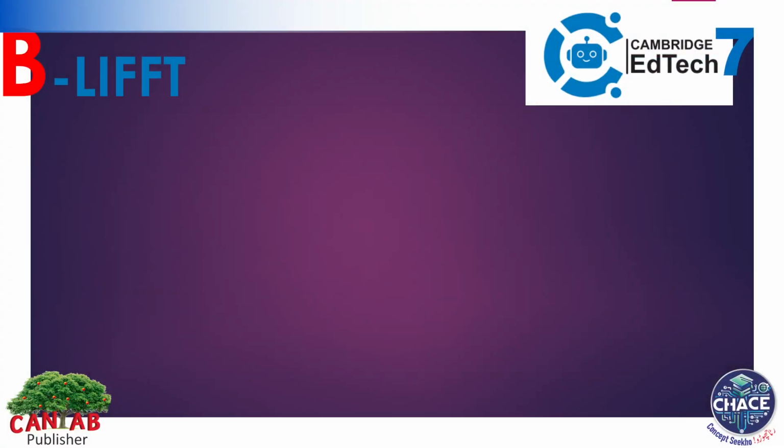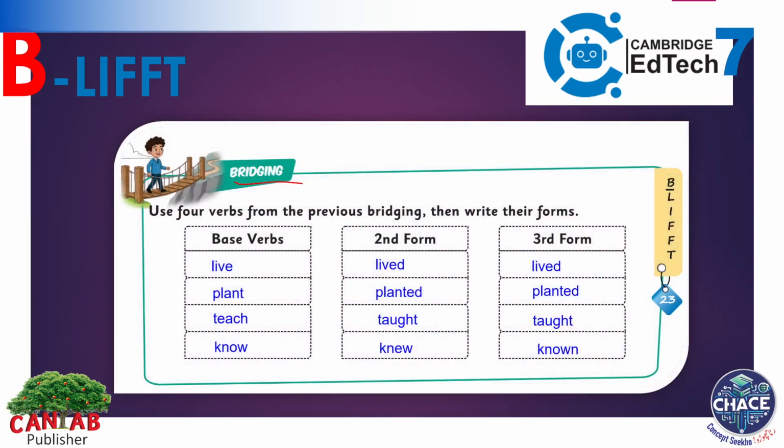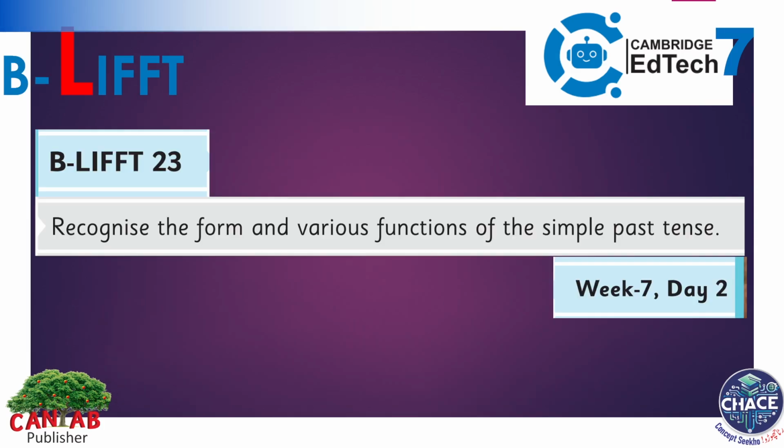Here's the bridging and here's the answer of that bridging. I hope all of you have solved it. We have belief number 23, in which we have to recognize the form and various functions of a simple past tense.